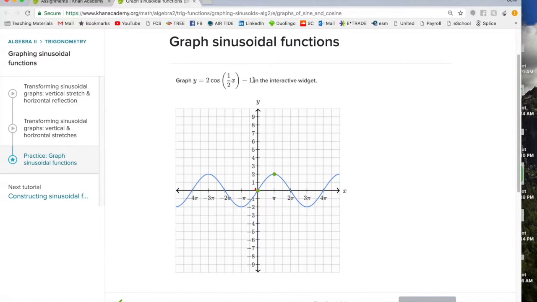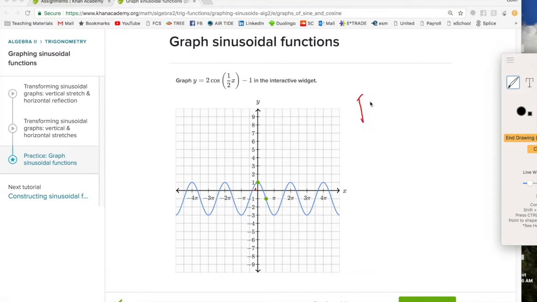Center line's -1, so let's go ahead and move that. Well, let's position it like a cosine function. There we go. So here's our typical cosine function. But we're gonna need to move our center line down 1. So we'll move this second dot down 1. So now our center line's at -1.